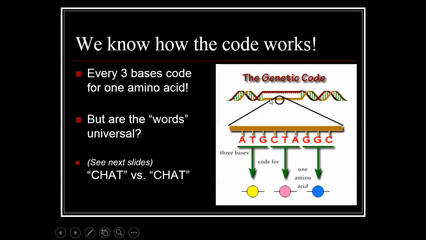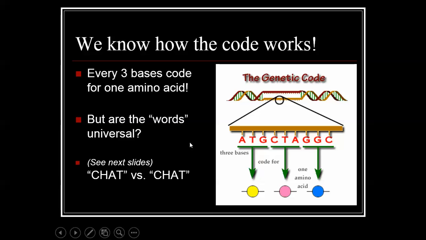So here we go again. This is just a picture illustrating what we just said. Here's the DNA ladder, if you will, the double helix. One strand is the coding strand, one is the placeholder strand or the template strand. So here's the coding strand. This is called a codon, ATG. And every 3 bases codes for 1 amino acid. CTA is a different codon, and codes for a different amino acid. GGC codes for yet another amino acid. But the question is, are these DNA words universal?